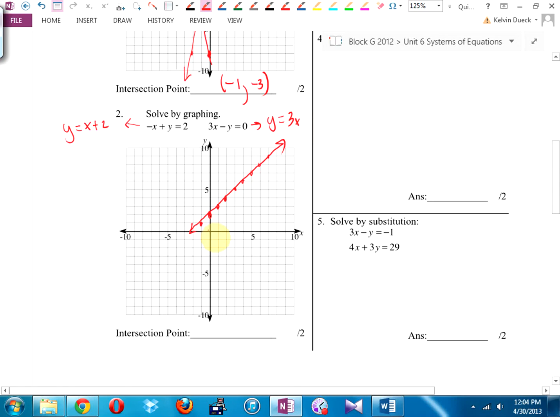Which means it has a y-intercept of 0 and a slope of 3, which means up 3 over 1, up 3 over 1, up 3 over 1. That's a terrible freehand drawing. I would use a ruler, but I can tell you, they cross at 1, comma 3. Yes? 1 mark, 1 mark.